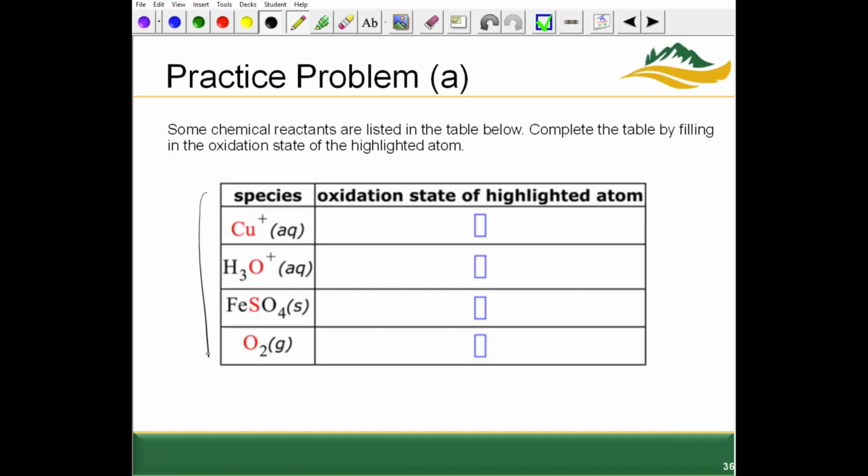Let's try this practice problem now. So here we have some species. We're going to assign the oxidation state of the highlighted atom in each ion or molecule. Remember, O2 is a molecule. It's not a compound because it only contains one element. Compounds have to be composed of 2 or more unique elements. So this is a compound. Here's a molecule or a diatomic species, so oxygen. Here's a cation, or just generally an ion.